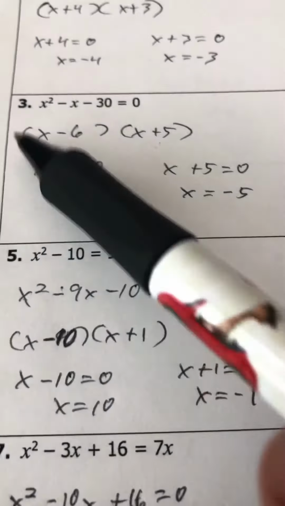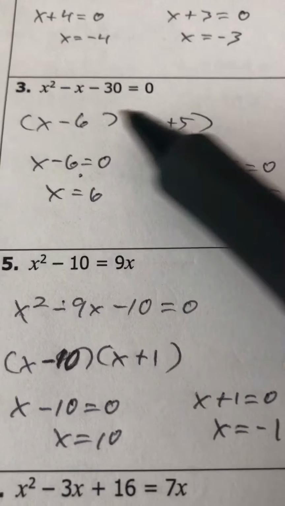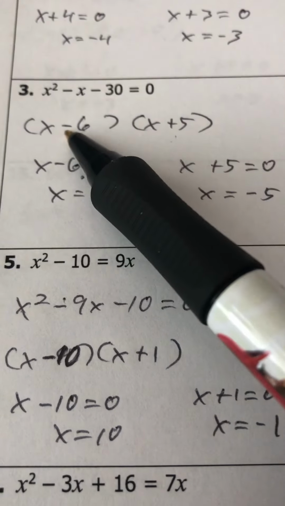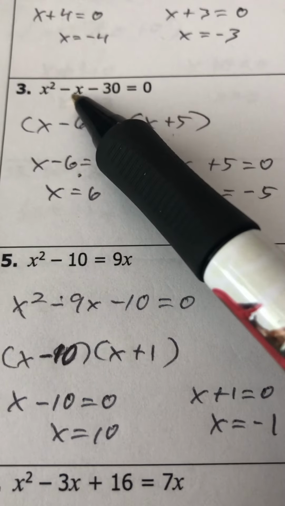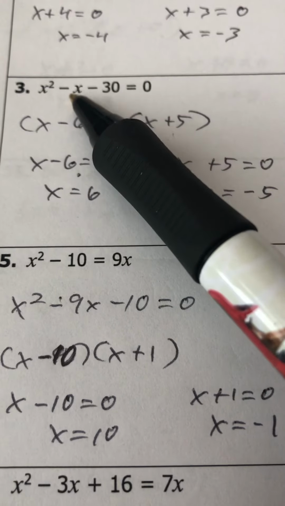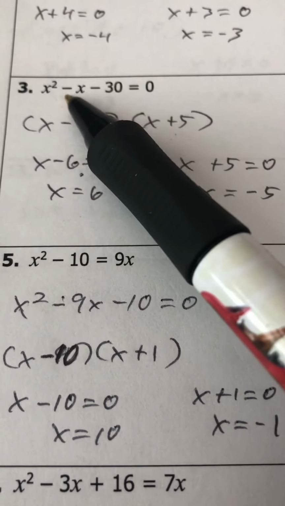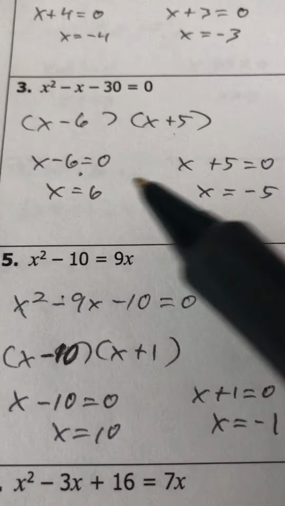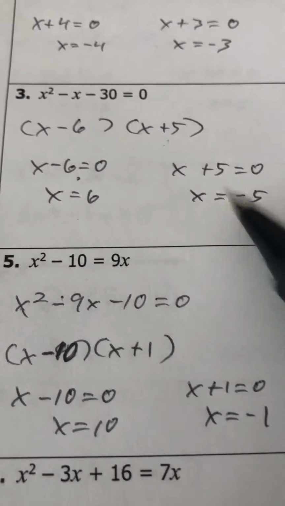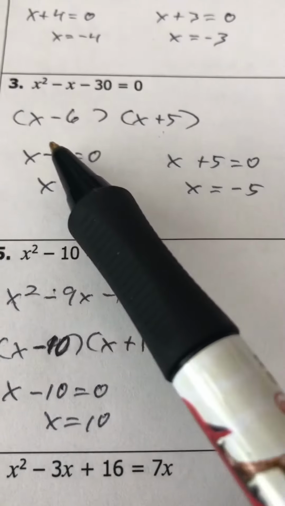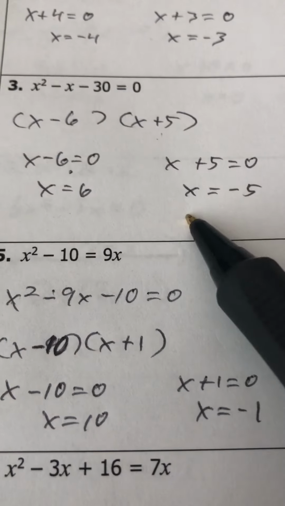Moving on. 3, two numbers that you multiply together to get -30 would be -6 and +5. And notice I put the negative with the 6 because -6 plus 5 would give me -1x. So my x values are 6 and -5. I set each one of these to 0 and solve for x.